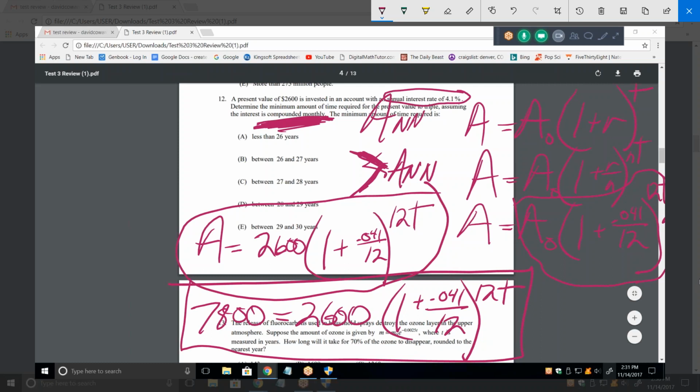It's the first step in solving that. Divide 2600 to both sides. What do you get? 3 equals 1 plus point, or yeah. So 3 equals, what's this number going to be? Give me that on a calculator.